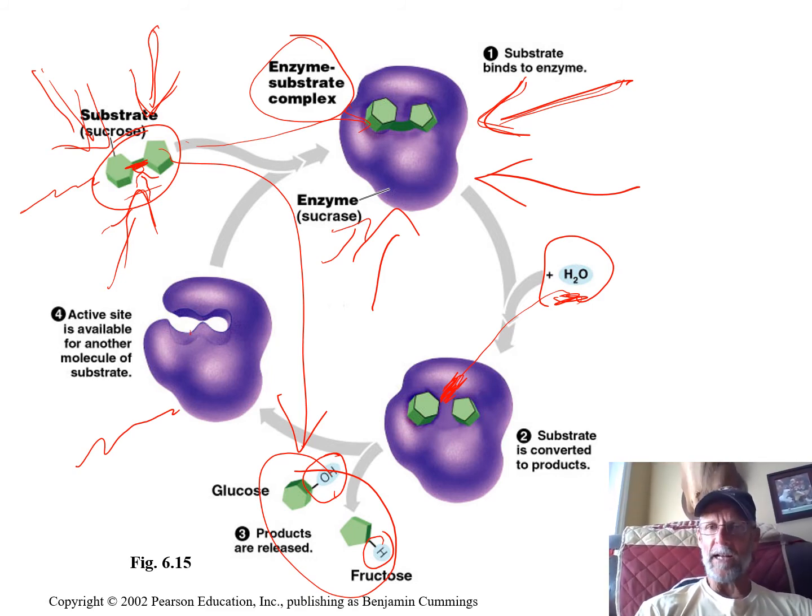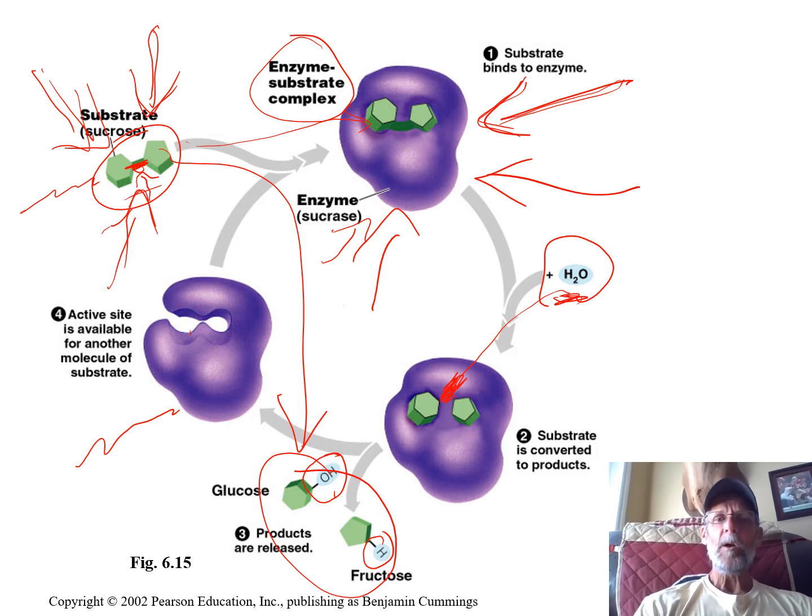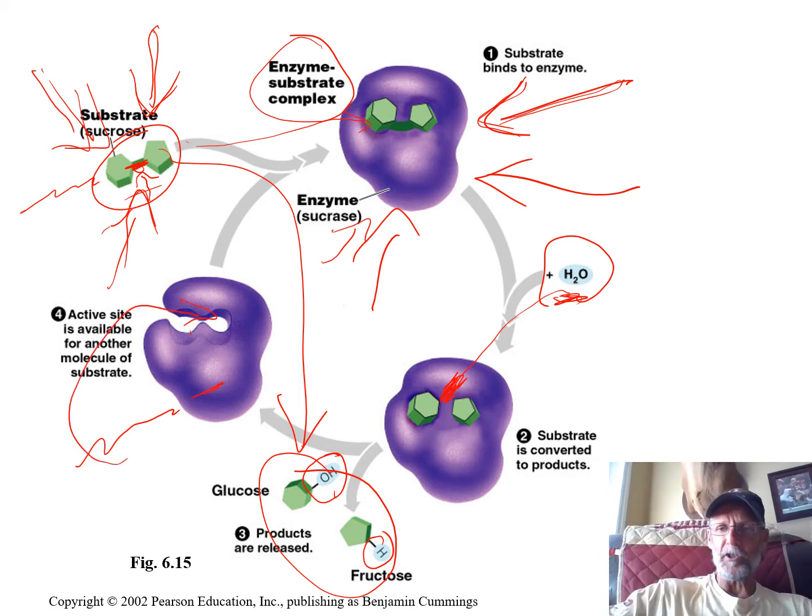Collisions made the reaction happen. The enzyme helped make it happen faster, and it's very specific. This enzyme could not make maltose, for instance, which is another disaccharide. This enzyme couldn't help break up maltose because maltose doesn't fit. It's a little different shape.